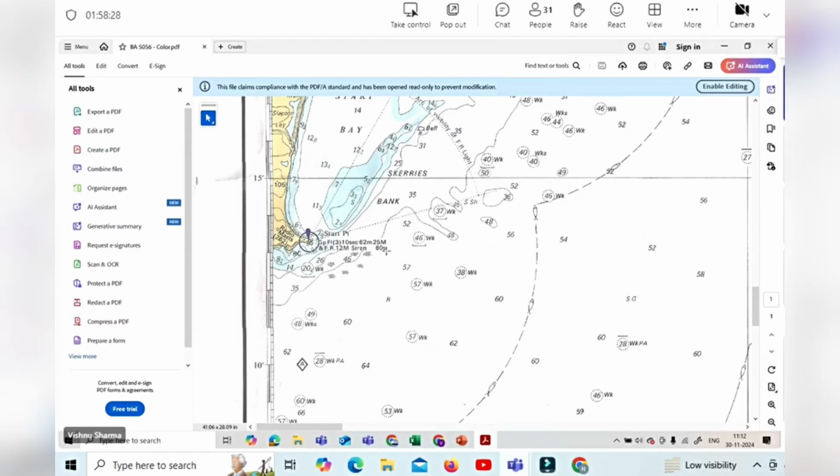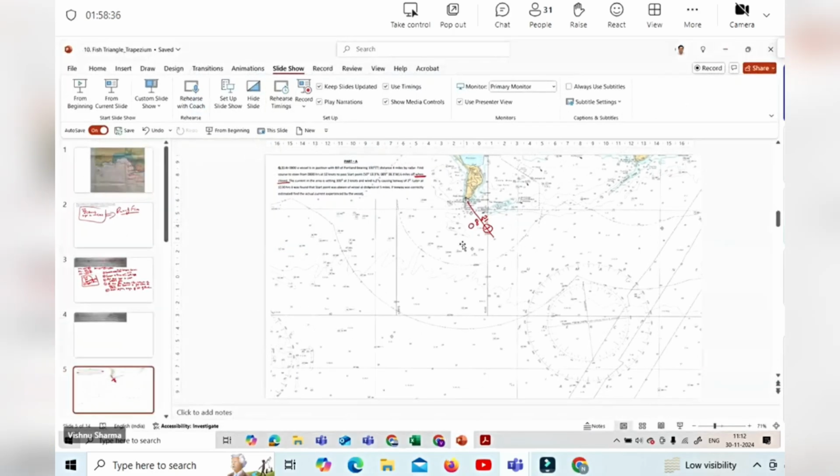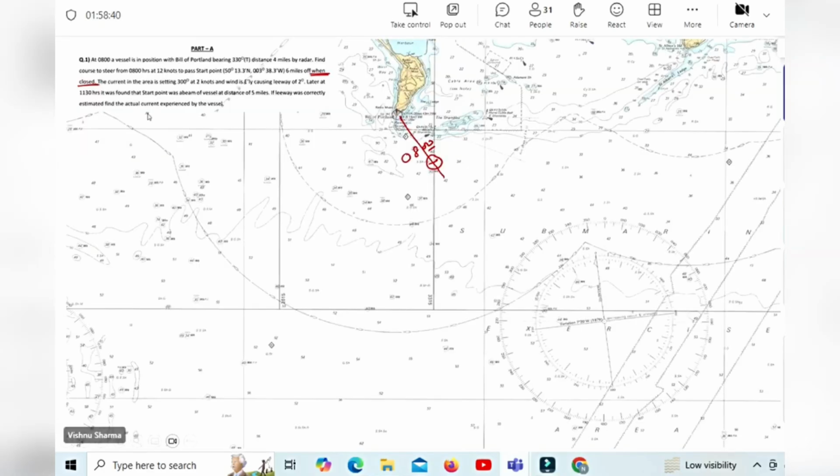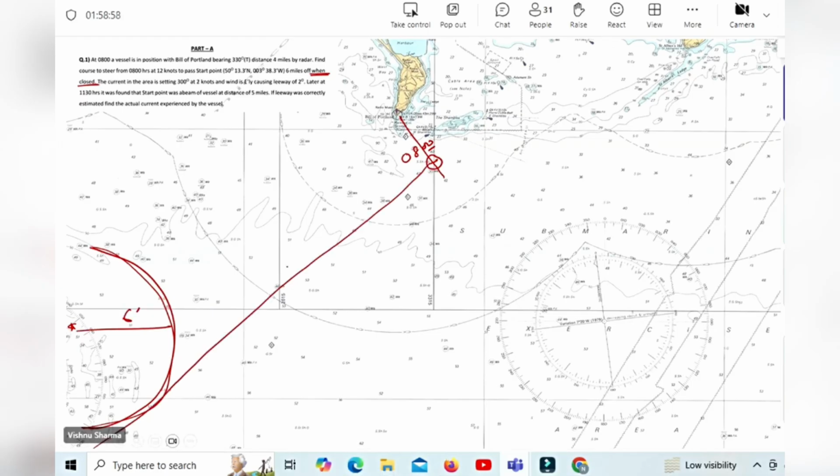This question is only trying to say what is the meaning of this word closed. Closed means when it is closest, 6 miles. So you have to draw, basically. Let's go back to this question. He says 6 miles off when closed. Closed means when closest. So if Start Point is here, you will draw a 6 mile circle from here and draw a tangent from here on whichever side you have to pass. Am I right, guys? Clear, beta? Yes, sir. Okay.